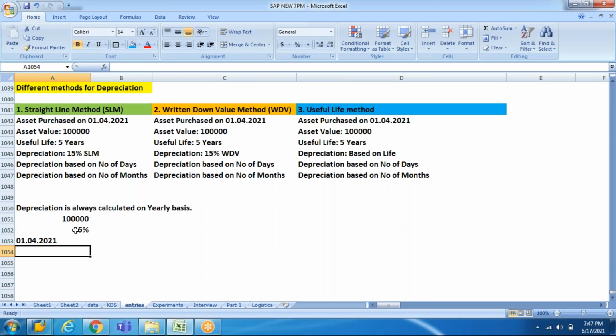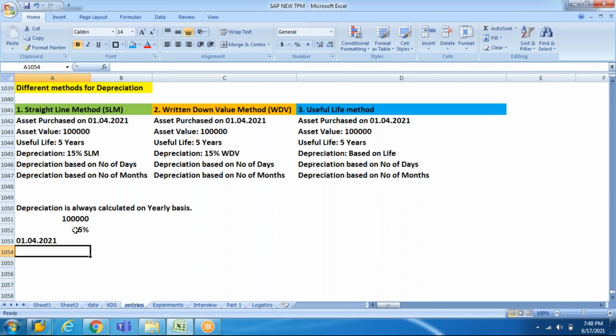01/04/2021, which means you purchased in the beginning of the year. Correct? April is your fiscal year start in India. So according to that, you purchased it on the first day of the fiscal year, which means depreciation should be calculated for the total year.